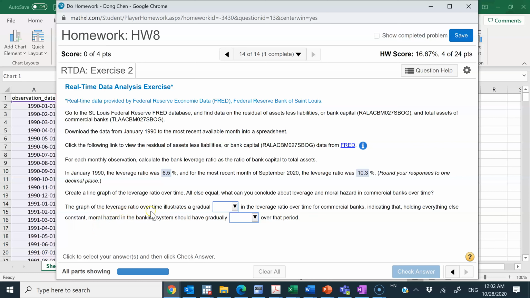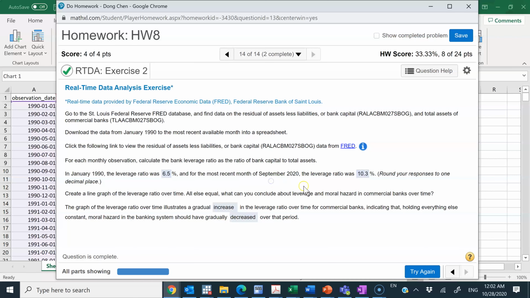The graph of the leverage ratio over time illustrates a gradual increase in the leverage ratio over time for commercial banks, indicating that holding everything else constant, moral hazard in the banking system should have gradually decreased over that time period, right? All right, so we're done with this question.